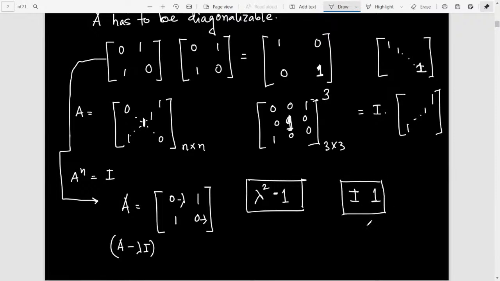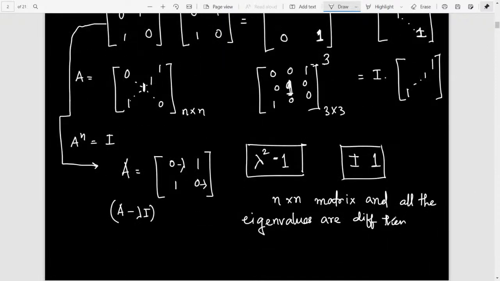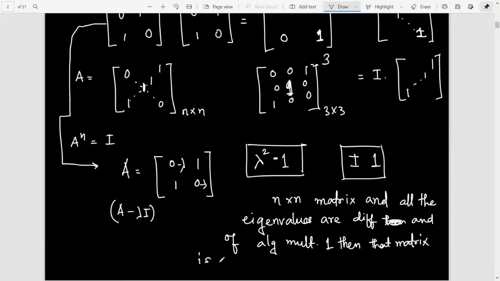Okay. So one of the things, I mean, it's not very related to this problem, but one of the things that you always need to understand is that if you have an n cross n matrix and all the eigenvalues are different, of algebraic multiplicity 1, then that matrix is diagonalizable.